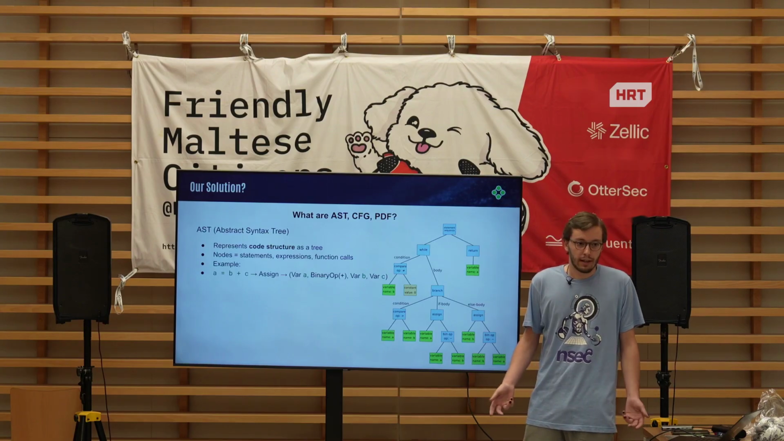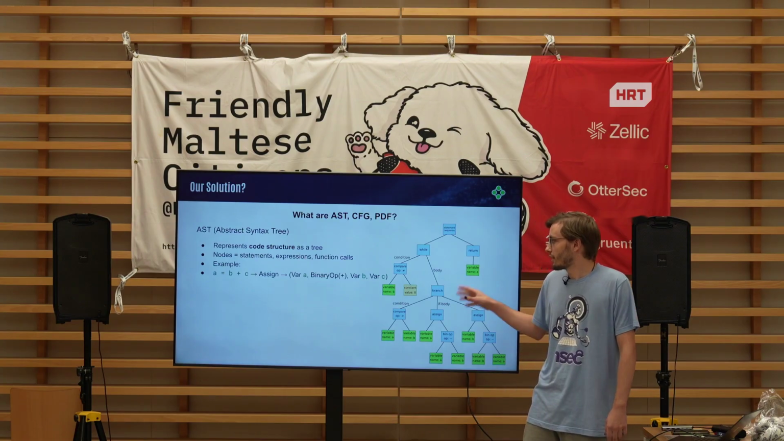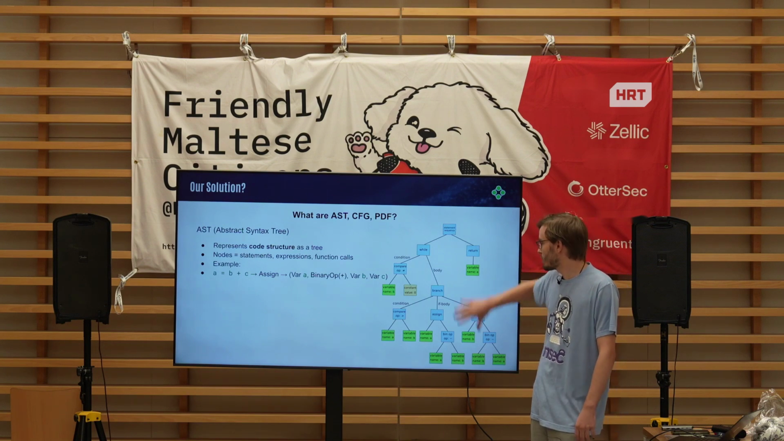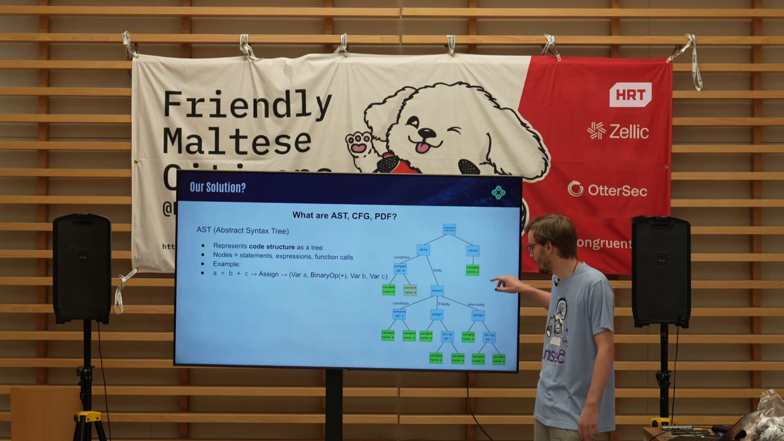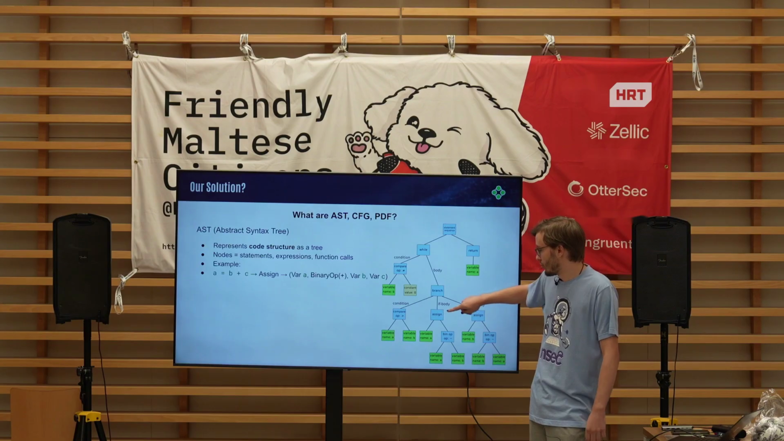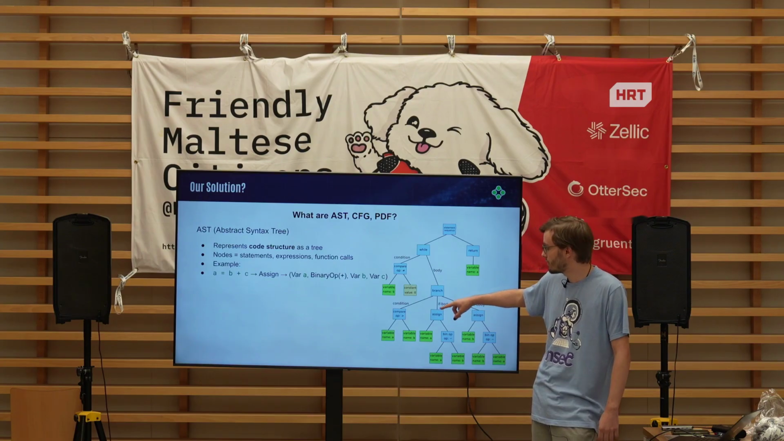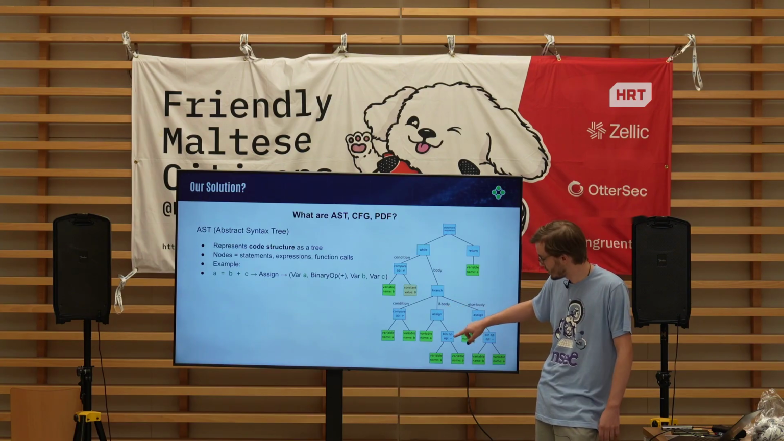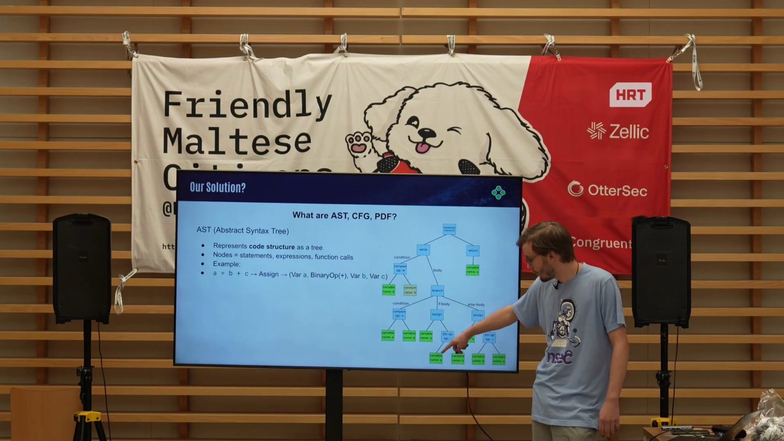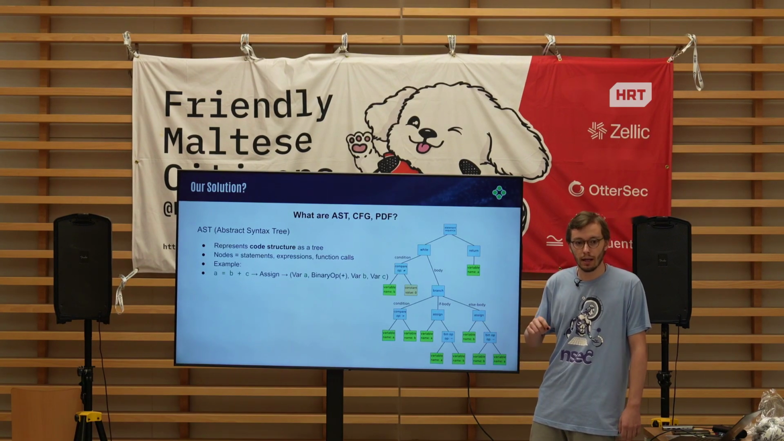So what are AST, CFG, and PDG? Abstract syntax tree represents code structure as a tree. Here, for example, I don't know if you can see at the end, but you could represent an assignment, so A equals something, as a branch. Here is an assignment, and you can tell it assigns variable A to something, and that something is a binary operation, which is a subtraction. And then you can see that it's subtracting variable B from variable A. So you can tell it does A equals A minus B.